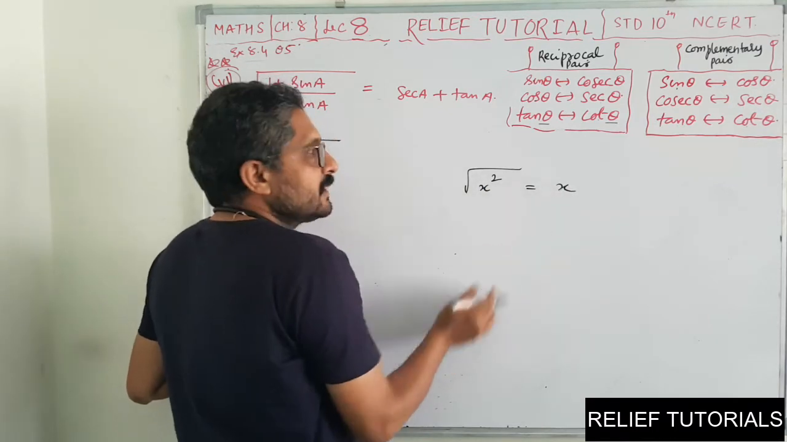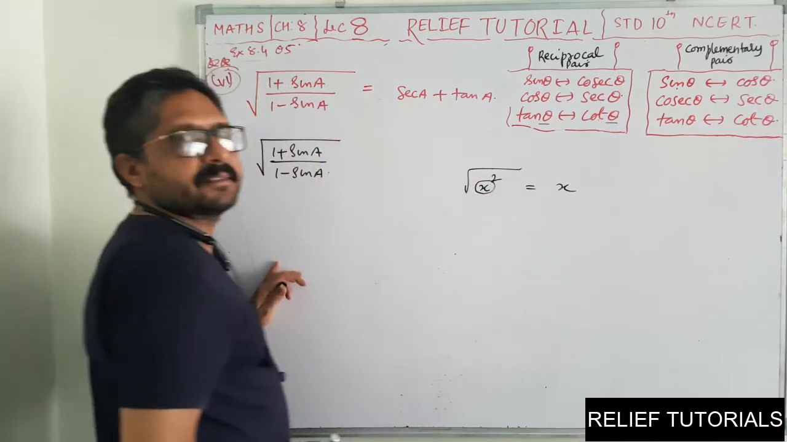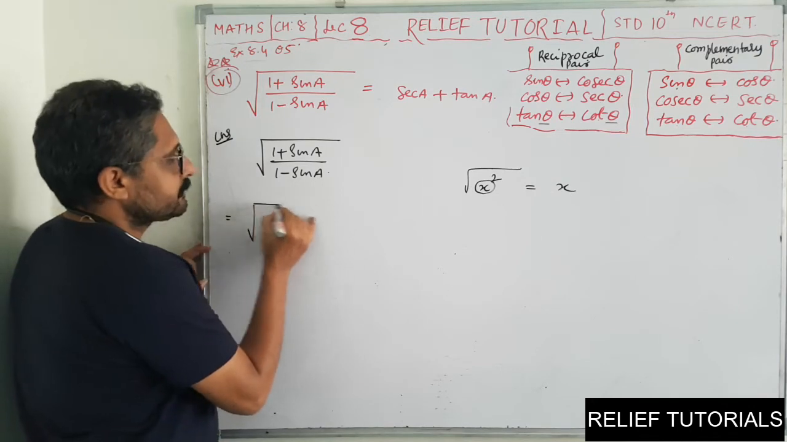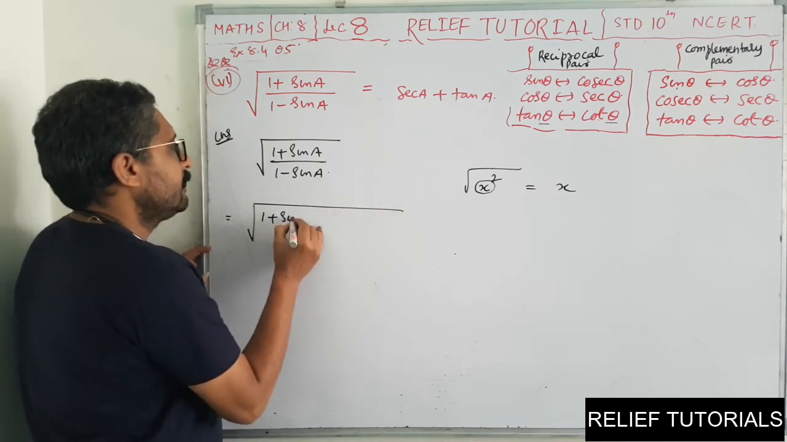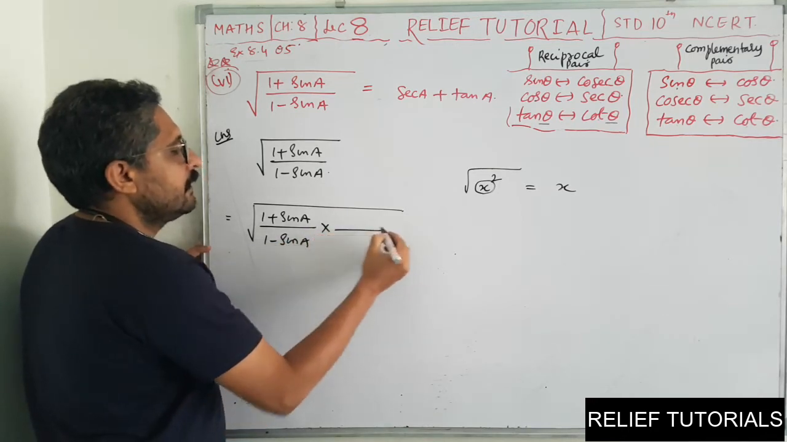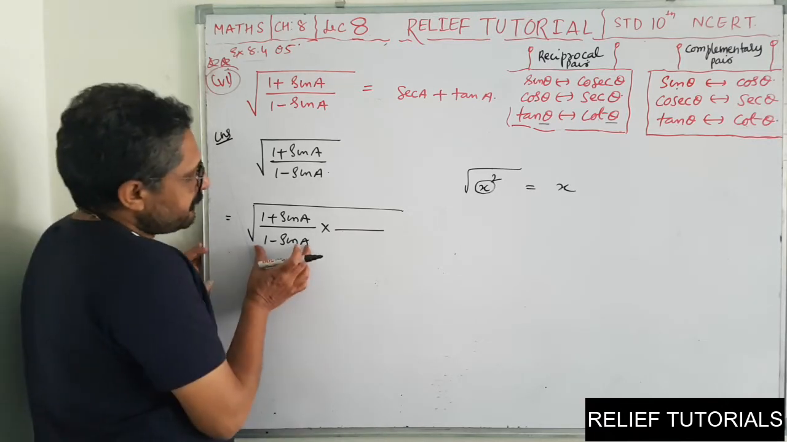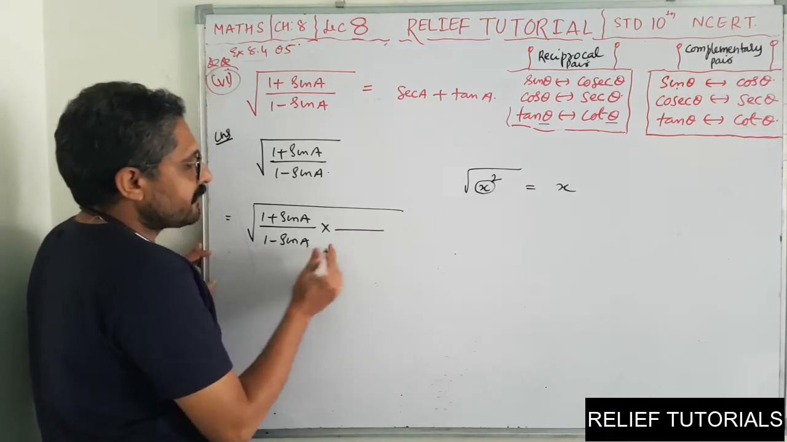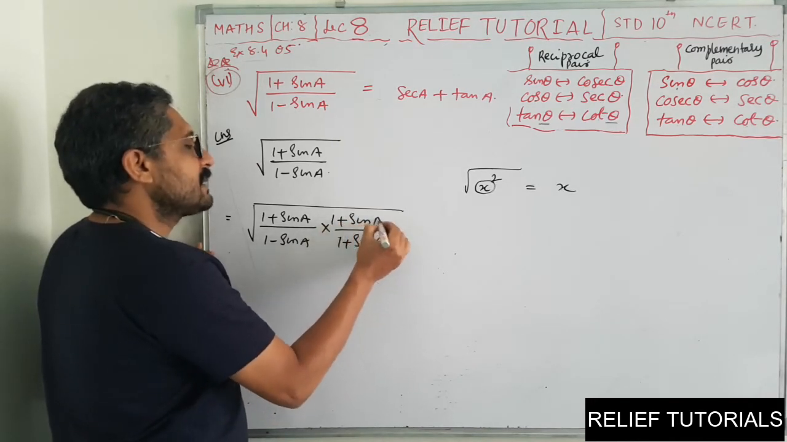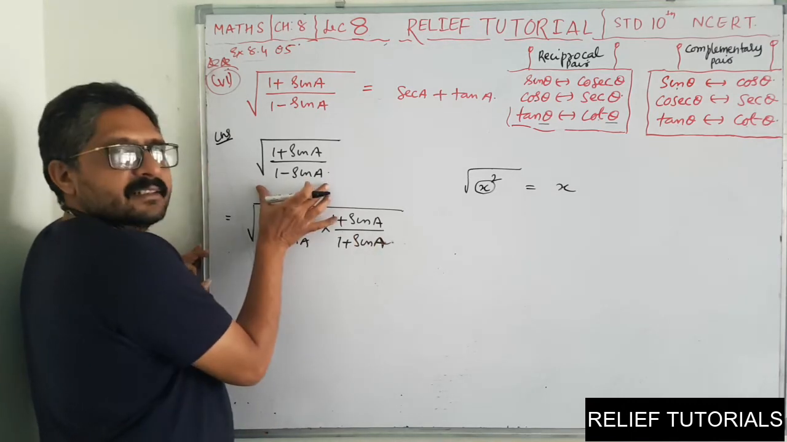So you will get x. In order to remove this root, what is necessary? Here you require a whole square inside. So what I will do is rationalize. I will multiply with its conjugate. The conjugate of the denominator 1 minus sin A is 1 plus sin A. Here also I will get 1 plus sin A. These two will get cancelled, so it will remain as it is.